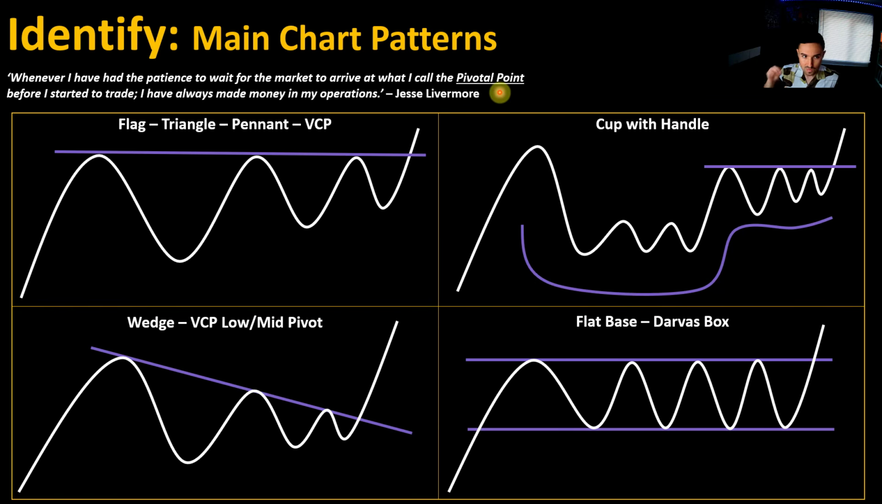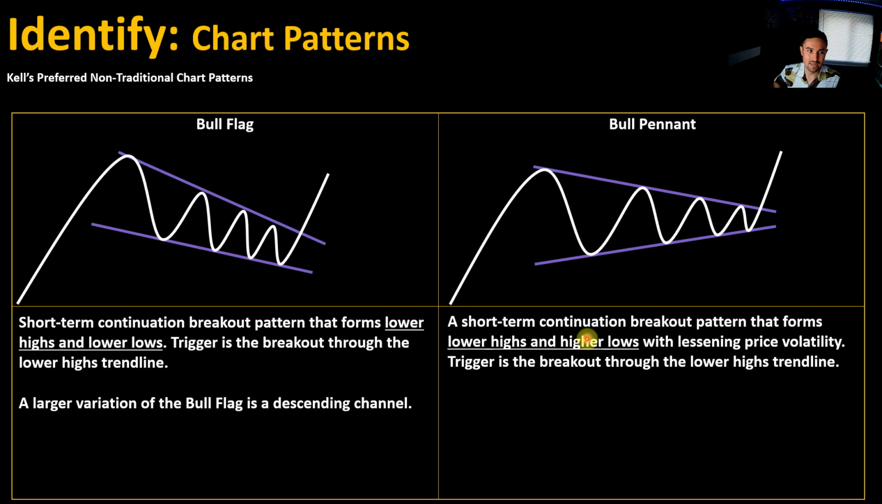Here we go. These are the main chart patterns that Oliver is looking to trade. So we're just in the identify part here. When you are seeing the EMA crossbacks, which will make no sense to you at the minute, and the base and breaks, which will make no sense to you at the minute, Oliver is looking for these kinds of patterns. Also, to a lesser extent on the wedge pop, they're more descending channels and descending wedges. Don't worry, we'll get there. In essence, he is looking for flags, triangles, pennants, VCPs, cup and handles, wedges, VCP low and mid pivots, flat bases, and a couple of other ones in terms of bull flags and bull pennants.